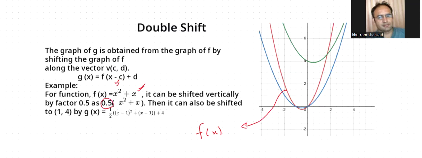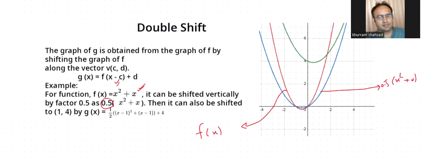So now what will happen? This number will scale the function like that. So this blue graph is for 0.5 times x squared plus x. You can call it h of x or anything else which you want. So this is the graph of this function, 0.5 times x squared plus x.